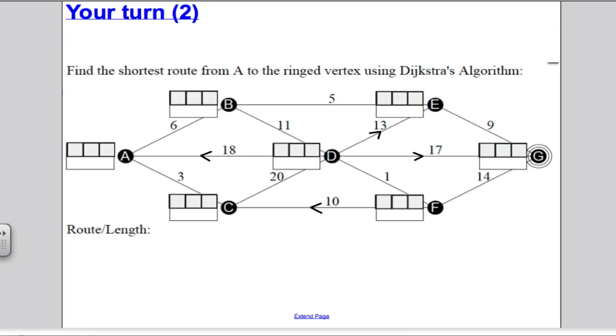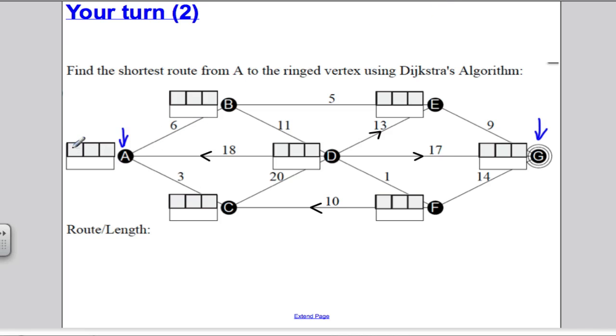Okay, we're starting at A and we want to end at the ring vertex, which is G. Do notice this arrow tells us I can only go along that direction. This arrow says I can go there, this arrow there, this arrow back. So there's a couple of arrows involved. Where there's not an arrow, you could go either way.